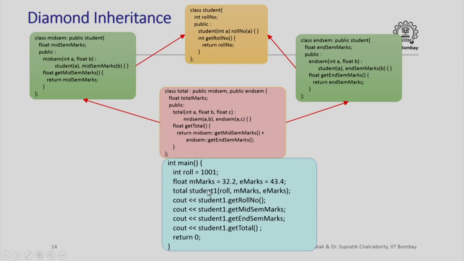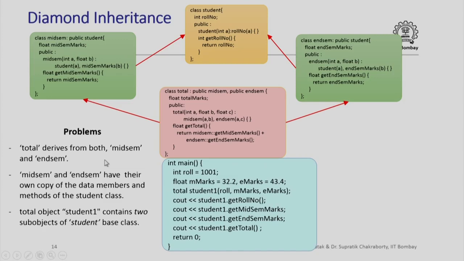So here student1 will have 2 objects of class student within it. They will not necessarily be copies or identical, but there will be 2 objects of the class student, and this can sometimes be a problem. Because my inheritance is like a diamond, I may really want to say that I am talking about the same student and that student's midsem marks and endsem marks.